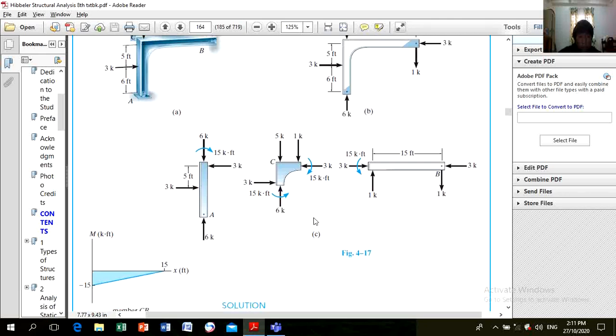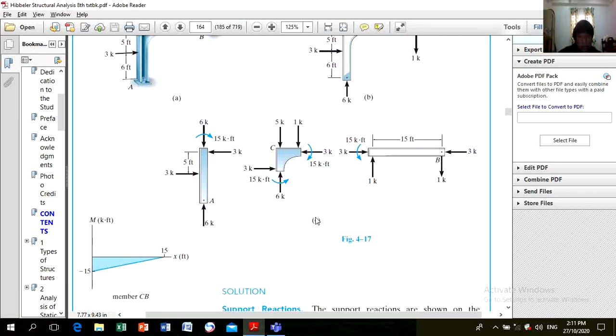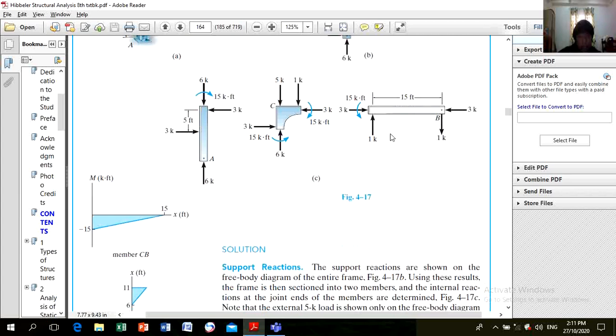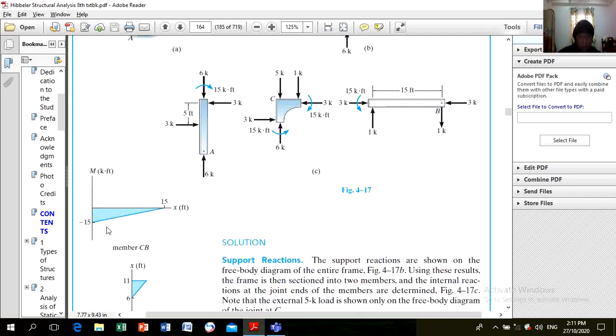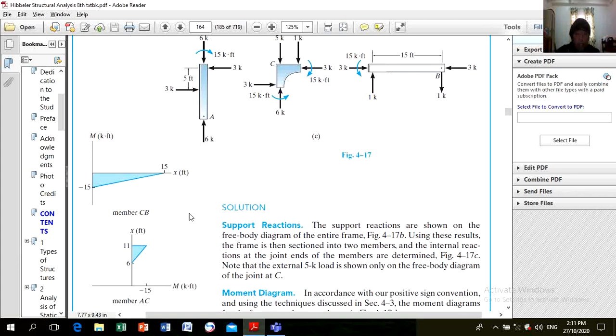Now we can draw the diagram. Consider the moment diagram. You have here downward negative 15, then here is 0. So for CB, there is no moment at this point, no moment at this end. Then here, it will be 3 times 5, which is 15, then it will be counteracted by 15, so it will become 0.